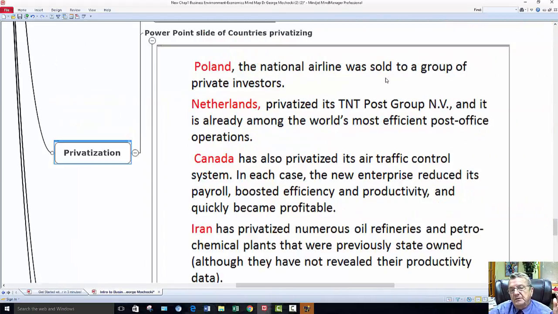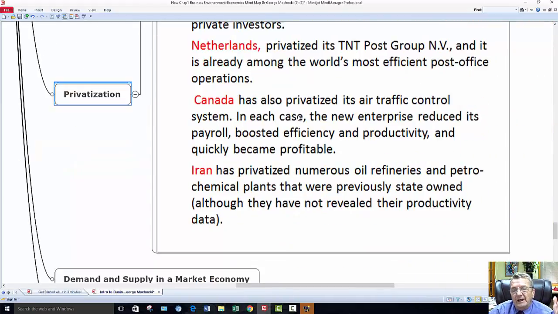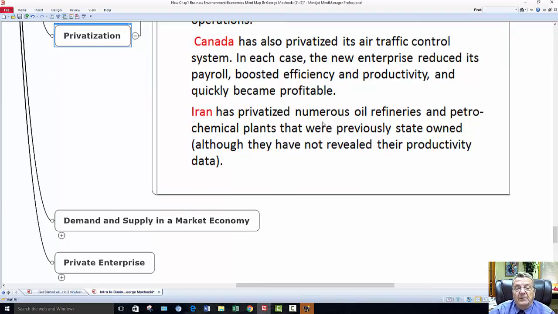In Poland, the national airline was sold to a group of private investors. The Netherlands privatized their postal group. We privatized ours, but still had the control. They're kind of making money, not making money. Canada privatized traffic controllers. Iran privatized oil refining, but it still keeps some of the assets. Remember, even though Iran is doing some private, it's a mixed economy. It's still a controlled economy through their religious culture.